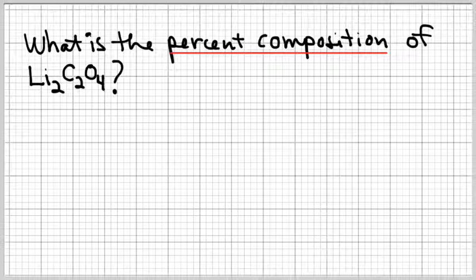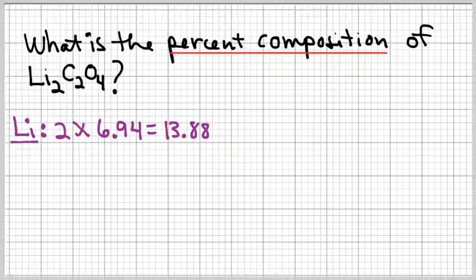Percent composition, components. We're looking at the components, so obviously we're going to look at the elements, and in this case 3 elements that make up this compound, and percent. So I want to know what portion or what proportion of this compound is made up of lithium, carbon, and oxygen. Percent compositions, though, they're based upon mass. So we're going to have to first find the molar mass of this compound.